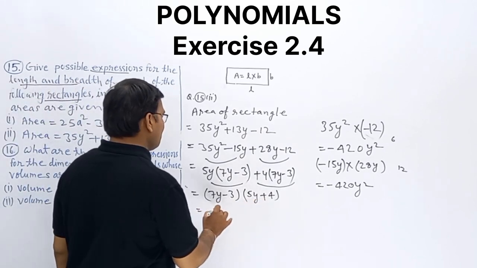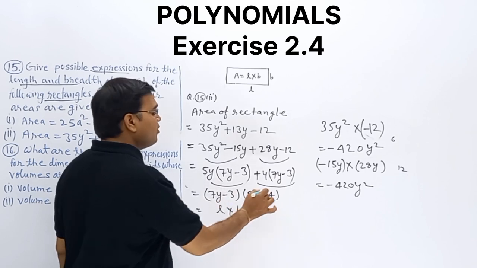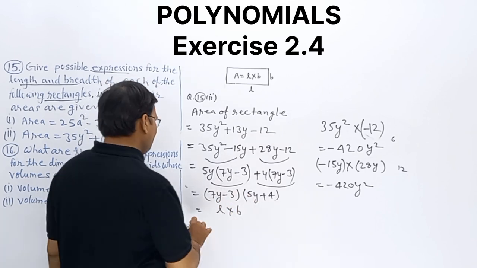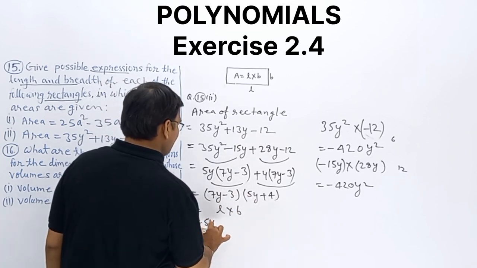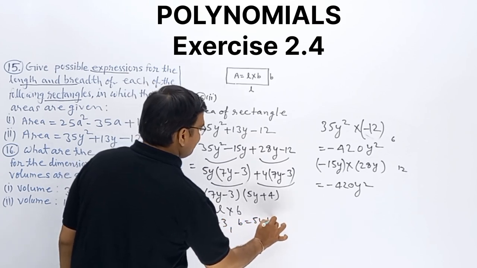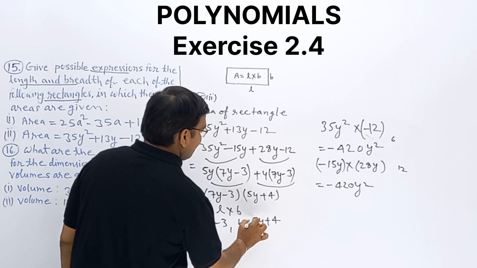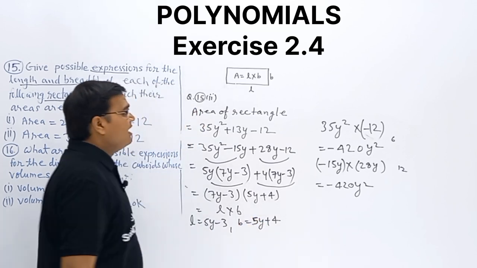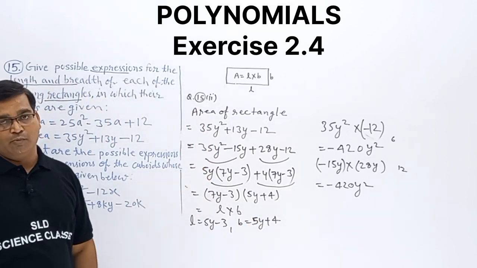So an area expression, length into breadth, they are in the form of what? Length and breadth. So length equal to what? 5y minus 3, and breadth will be what? 5y plus 4. Yes or no? We are having area expressions, and the area expression is in the quadratic polynomial form.